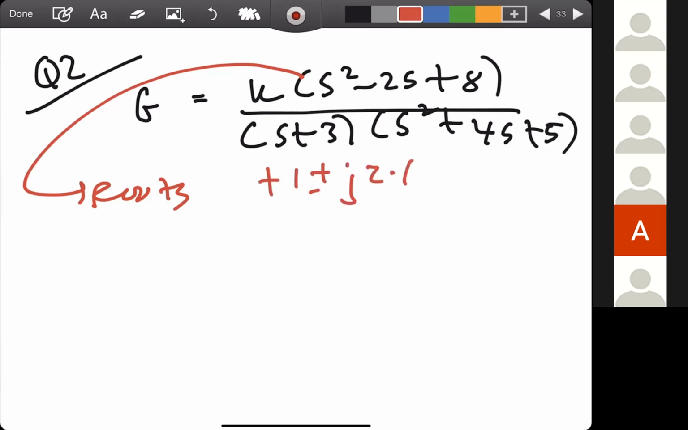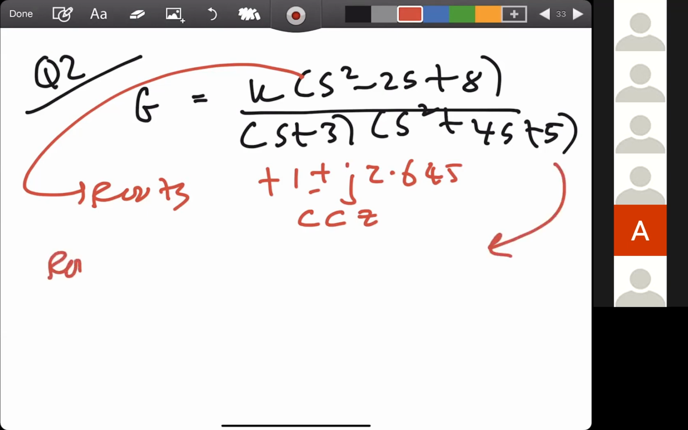One plus minus square root 7j. Simplify, square root 7 is 2.64. That is the zeros. This one we call a complex conjugate zero. Everybody follow me? Complex conjugate zero. Okay.